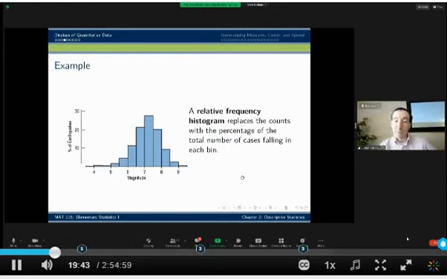So this is a relative frequency histogram. And again, the key difference is that it replaces the count that we had before, the frequency in each bin, with the percentage of the total number of cases that are in that bin. In terms of the picture, it looks exactly the same. The only difference is the unit of measurement on the vertical axis.